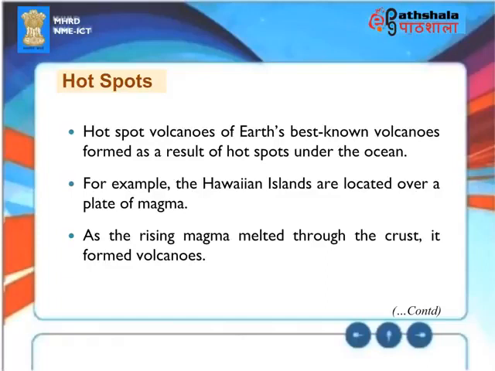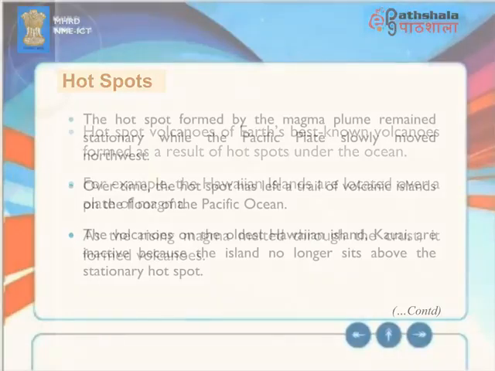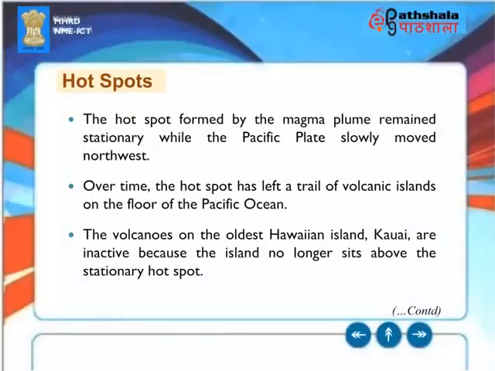For example, the Hawaiian Islands are located over a plume of magma. As the rising magma melted through the crust, it formed volcanoes. The hotspot formed by the magma plume remained stationary, while the Pacific plate slowly moved northwest. Over time, the hotspot has left a trail of volcanic islands on the floor of the Pacific Ocean.